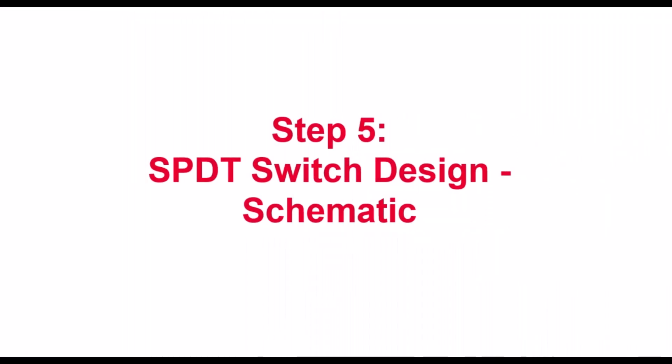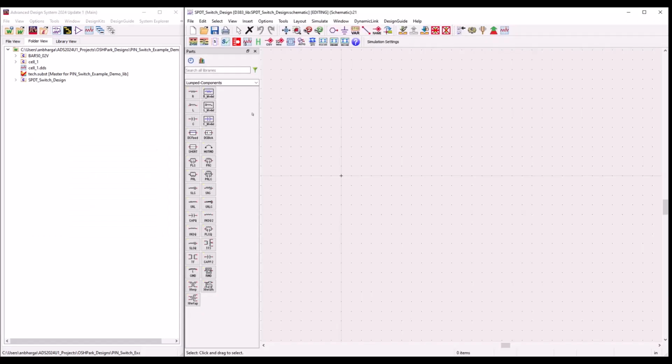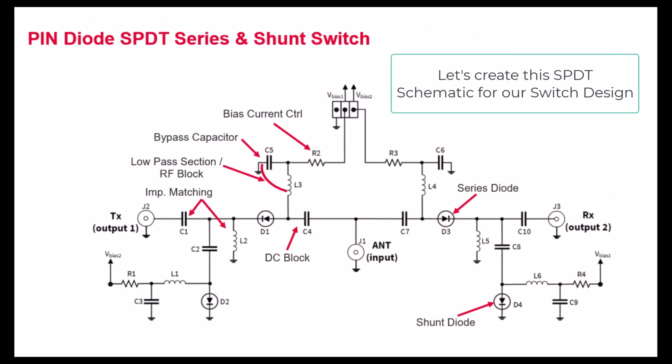In this section, we will talk about a schematic design for our SPDT switch. Let's start with creating a new schematic cell, giving the name that you want. In my case, I will provide the name as SPDT switch design. Now once you have the new schematic, first thing we can do is to look at topology that we would like to create for our switch.